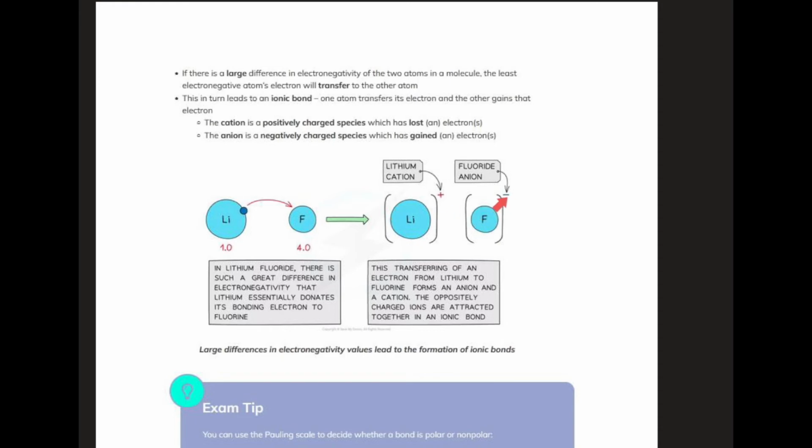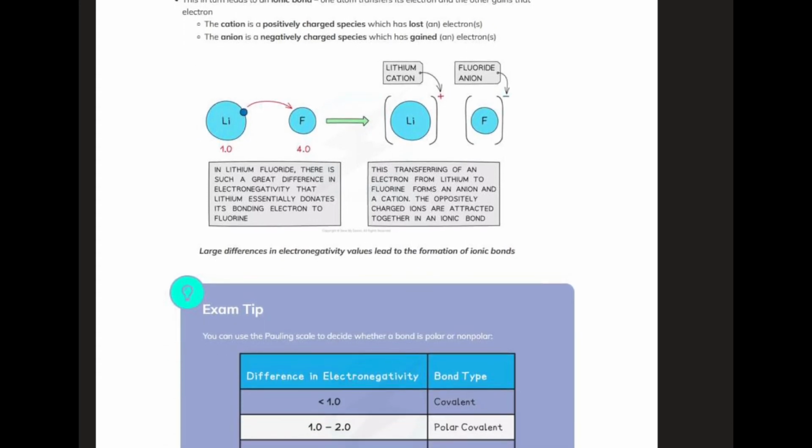We don't use delta minus, we use minus straight away. We don't use delta plus, we use plus straight away. We call it cations for the positively charged species, the one that lost an electron. And the anion is negatively charged, the species which has gained an electron. Okay, so this is the situation.